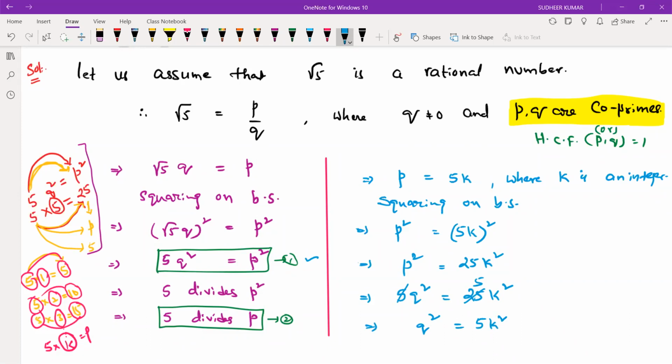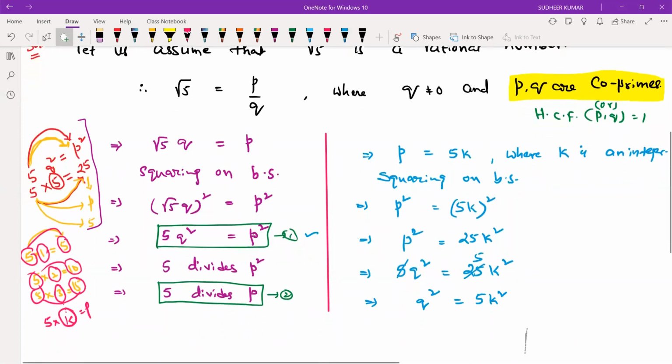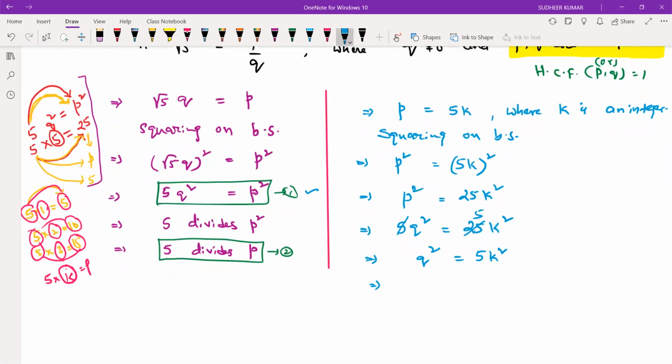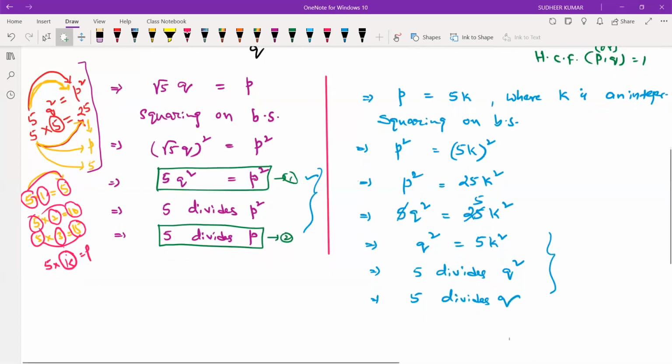See this one, equation 1: P square equals 5Q square means 5 divides P square. When Q square equals 5K square, what can you say about that? 5 divides Q square. When 5 divides Q square, 5 divides Q. Using these 3 steps only, we can write this. The examples we have already taken. Let us take this as equation 3.